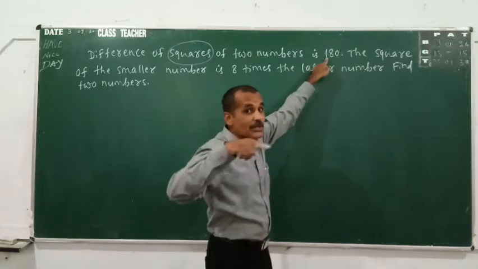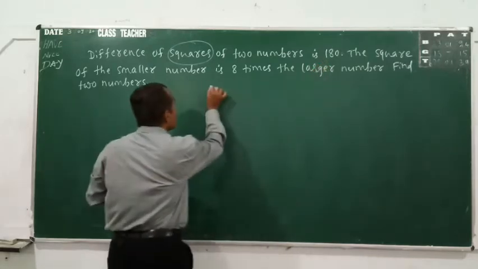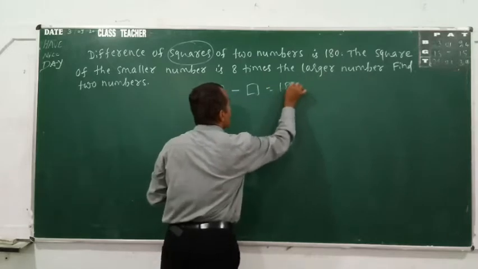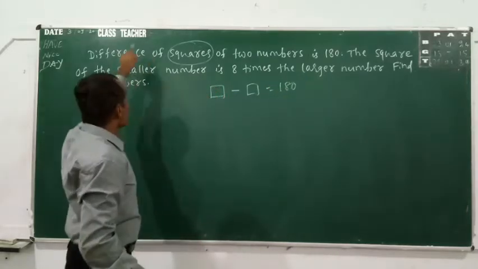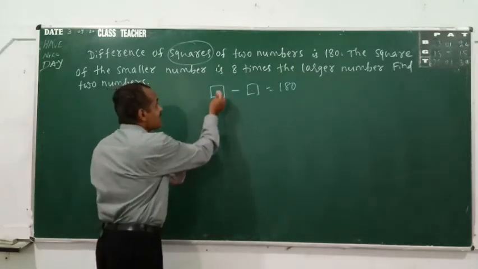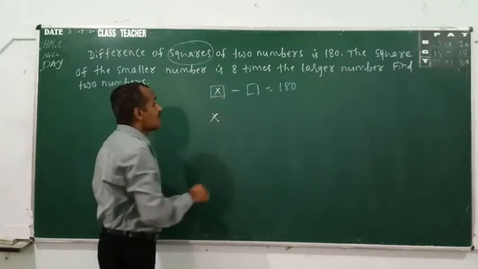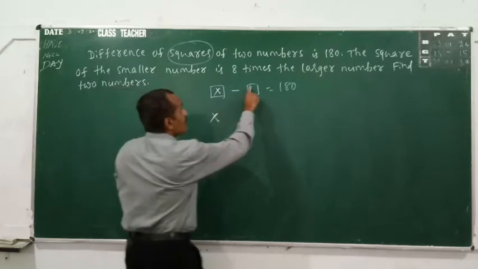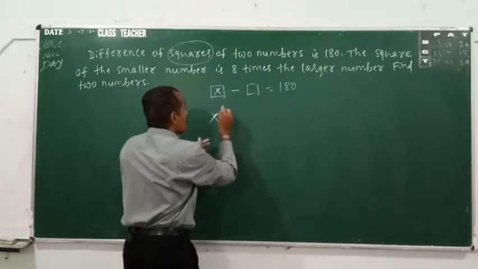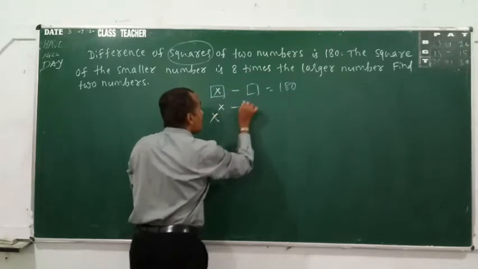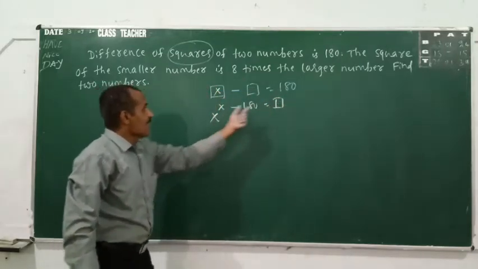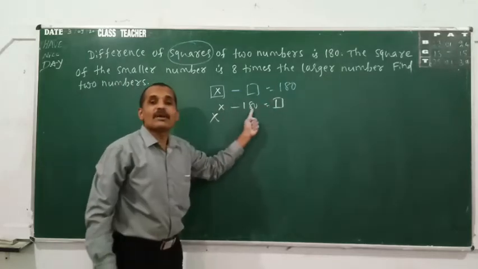In my previous video I gave one problem to you. Difference of 2 numbers, this minus this is equal to 180. When the difference of 2 numbers is 180, I will take one as x. First number is x. Second number, you take this 180 to this side, so it will be x minus 180 is equal to this box. So the first number is x and the second number is x minus 180.